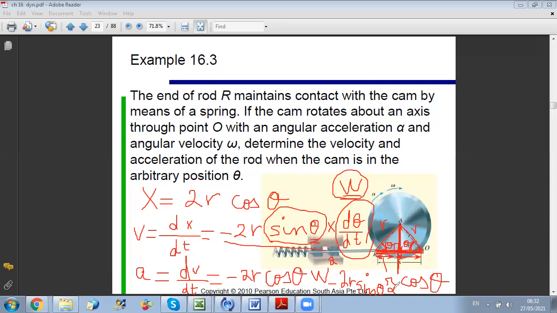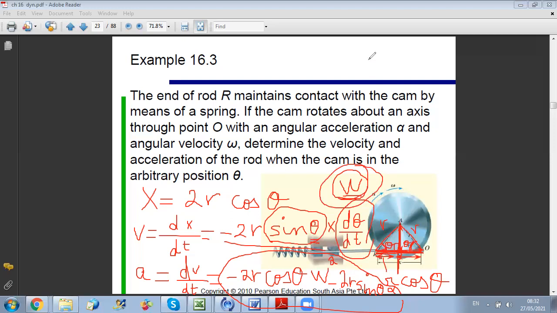If it's not clear, I can rewrite it. Is there a problem? On the derivation sheet, this is the derivation. Minus 2r cosine theta omega square, which is u prime v. u prime is cosine theta times theta dot, which is omega. So we have minus 2r cosine theta omega times omega, meaning omega square. And u v prime is minus 2r sine theta times the derivative of omega with respect to time, which is alpha.